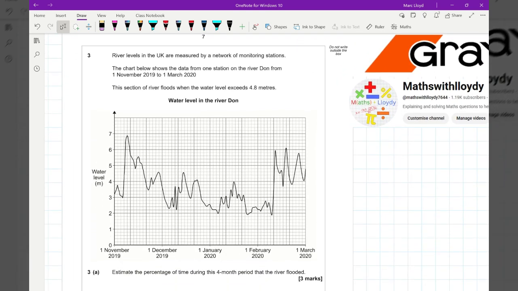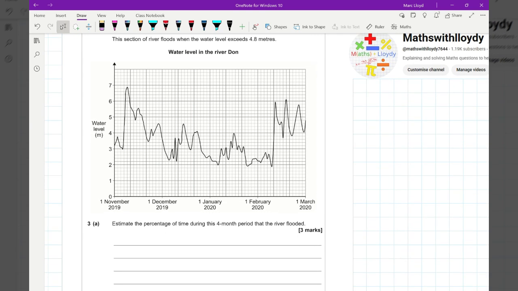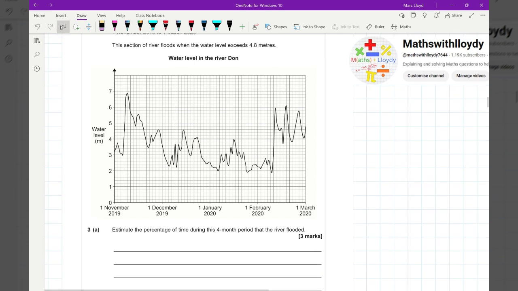Okay, so river levels in the UK are measured by a network of monitoring stations. The chart below shows the data from one station on the River Don from 1st November 2019 to the 1st of March 2020. This section of river floods when the water level exceeds 4.8 meters. So in front of us, we've got this wavy line graph, and it says estimate the percentage of time during this 4-month period that the river flooded. So that's when it's exceeding 4.8 meters.